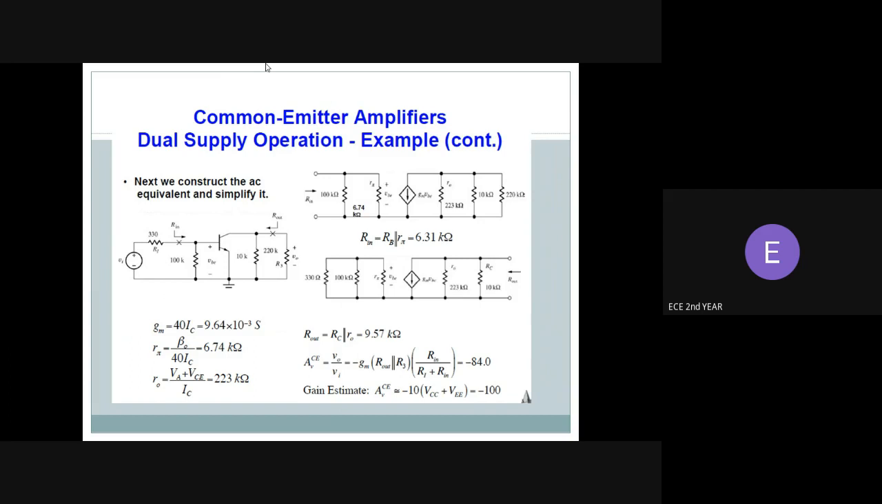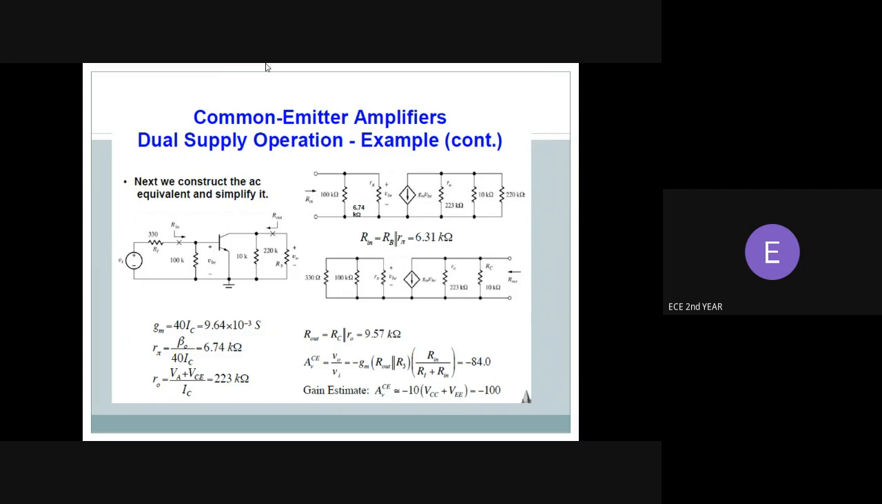The input depends on the parallel resistance between RB and R pi, so the value is 6.31 kilo ohms. gm is equal to IC over VT, which is equal to 9.64 times 10 to the power minus 3 Siemens. R pi is equal to beta naught over gm, which is equal to 6.74 kilo ohms. Whereas R naught is equal to VA plus VCE divided by IC, which is equal to 200 kilo ohms. And R out is equal to RC parallel to R naught, which is equal to 9.57 kilo ohms.